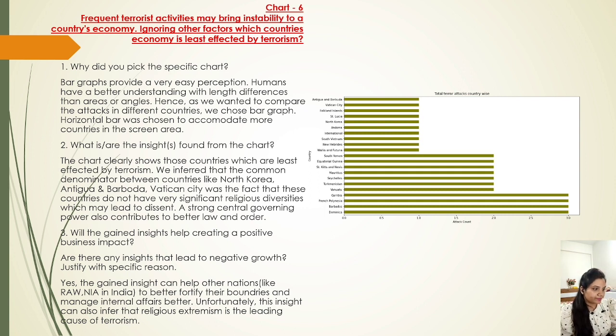So here are the insights that justify a specific reason. Yes, the gained insight can help other nations like Iran and India to better fortify their boundaries and manage internal affairs better. Unfortunately, this insight can also infer that religious extremism is the leading cause of terrorism.